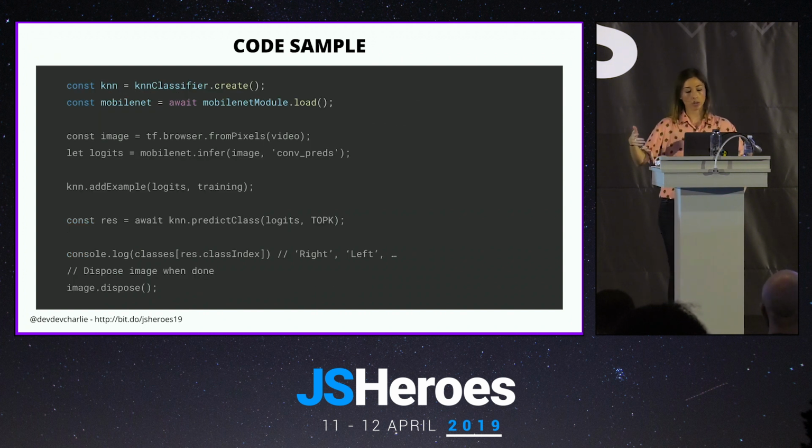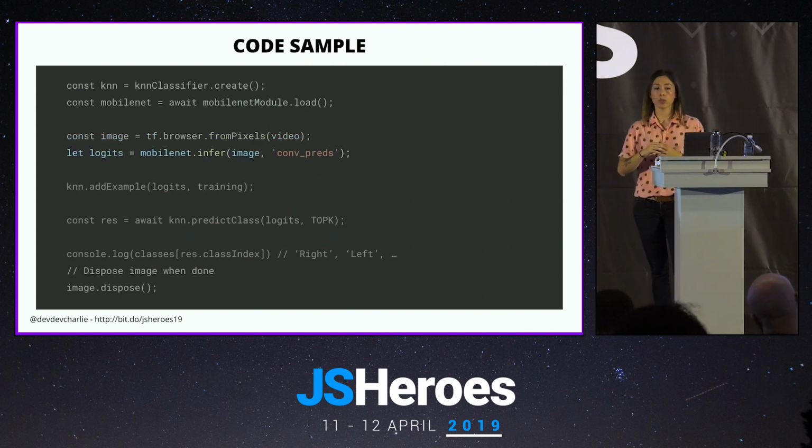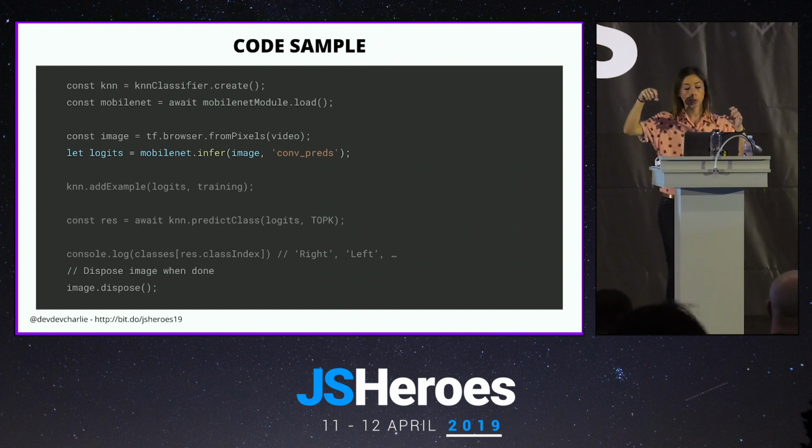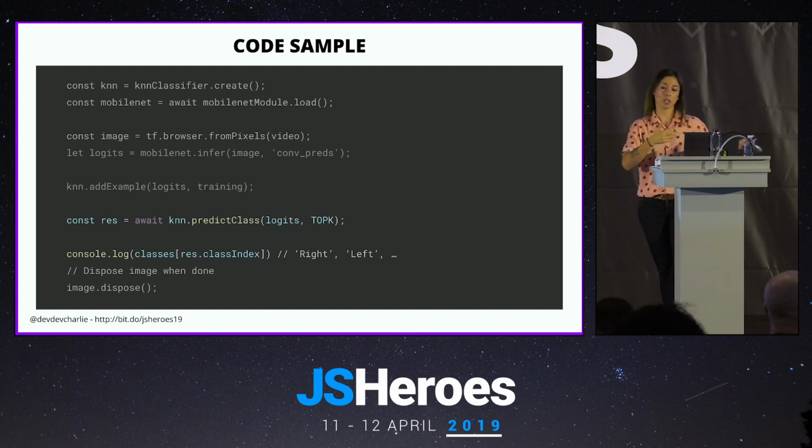Then you instantiate your classifier, you load your model, you do the same thing as before where you get the data from the webcam feed, and you add that to the MobileNet model that was already trained. So you kind of merge your samples with the MobileNet model, you add that example to the classifier, so you kind of retrain the classifier with new inputs, and then you're able to predict the class based on the classes that you defined at the beginning. And in the end, you just dispose of the image, because once you've trained your classifier with new inputs, you don't need to keep the data from the webcam anymore.